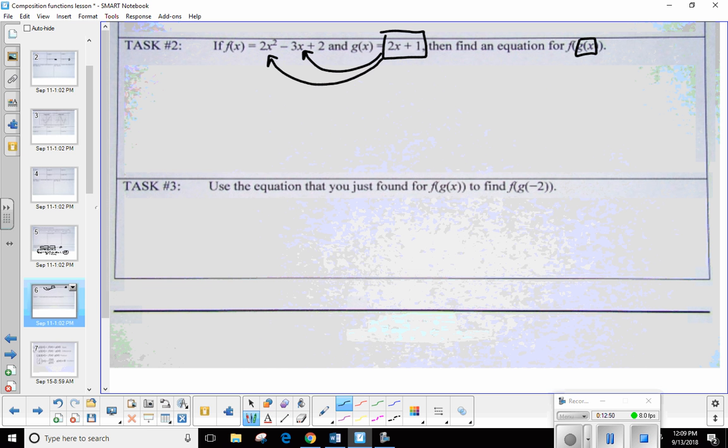Okay. So let's try that. Instead of 2x squared, I'm going to have 2 times (2x plus 1) squared, minus 3x, so minus 3 again times (2x plus 1). And then I still have the plus 2. So when it's asking you to find an equation for the composition, you take the inside function and you substitute it into the other. And then now it's just back to good old algebra. We just need to expand, distribute, combine like terms, all that good stuff.